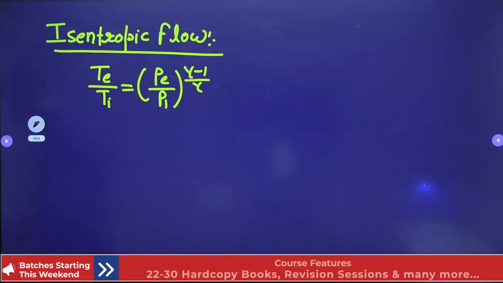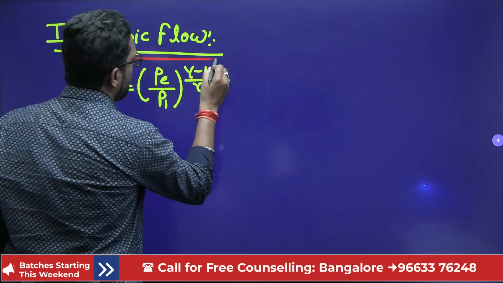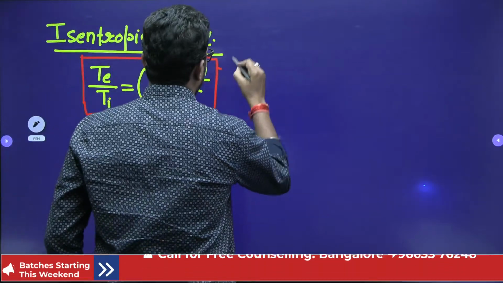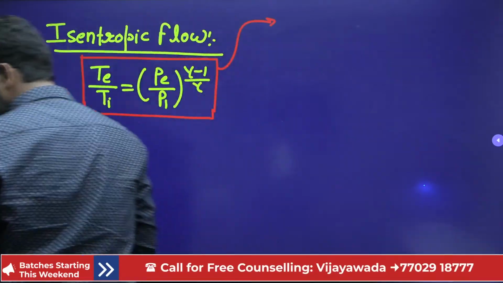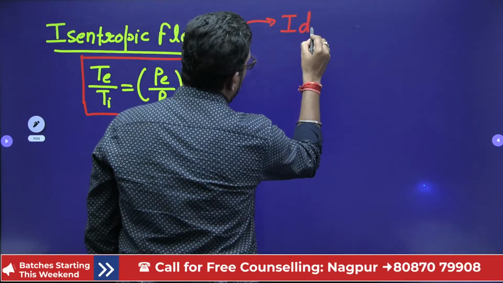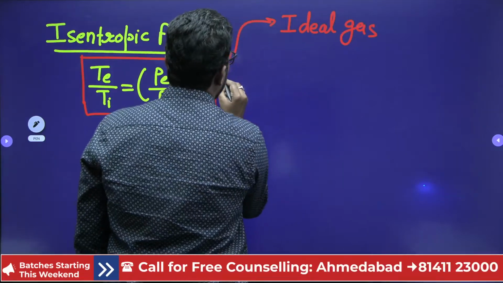Can anyone tell me what the assumptions of this equation are? This is very important. First, the gas is an ideal gas. Ideal gas. What is the second assumption?